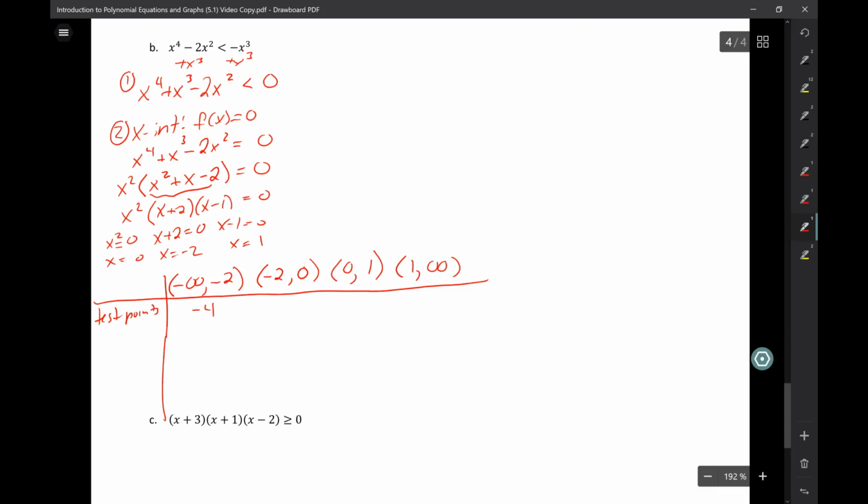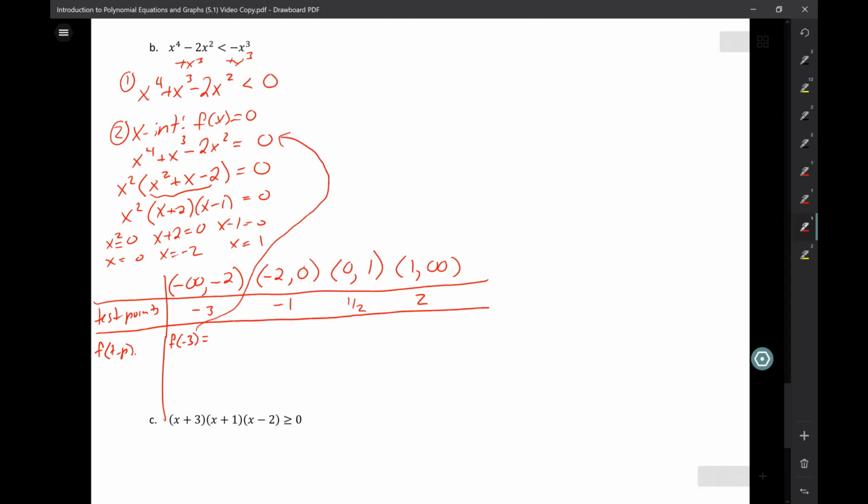I'm sorry, -3 would be easier in this case. A -1, a 1/2, and a 2. So then we evaluate the function at each of these test points. Therefore, we're going to find out what f of -3 is. Everywhere we see an x, if we put in -3 inside of this equation right here, we're going to get 36.